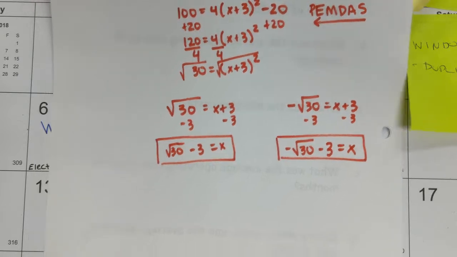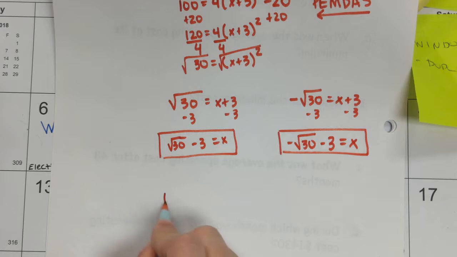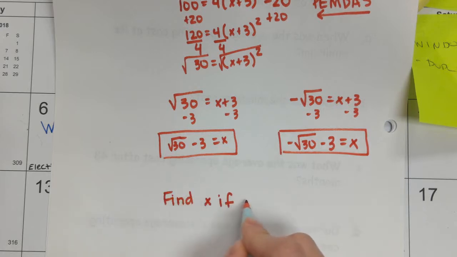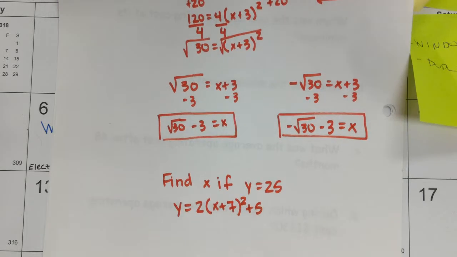My suggestion would be, if you wanted to try another problem, I would tell you to find x if y equals 25, and the equation you're going to use is 2 parentheses x plus 7 squared plus 5. So if you wanted to try a problem, you could try this and have me check it.